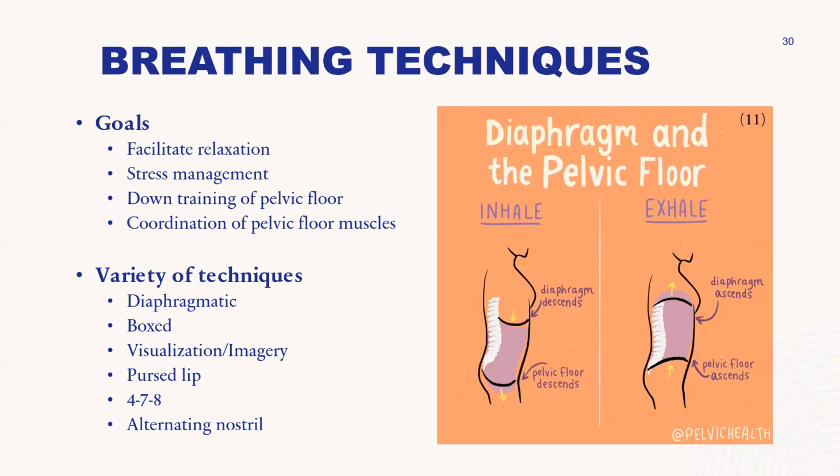There's another technique to get diaphragmatic breathing: alternating nostril. You hold one side of your nose and inhale, then you move your finger over to the other side and exhale through the one that you were holding first. A lot of times people say, I don't think I can breathe diaphragmatically, but this is how we help teach you to do that.